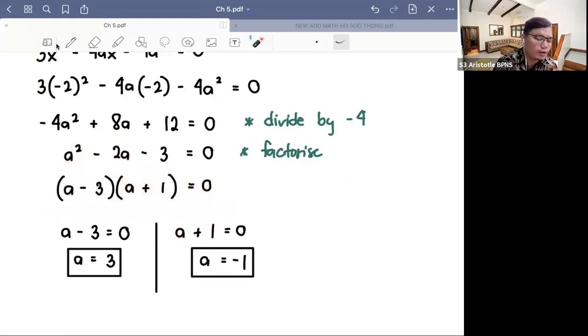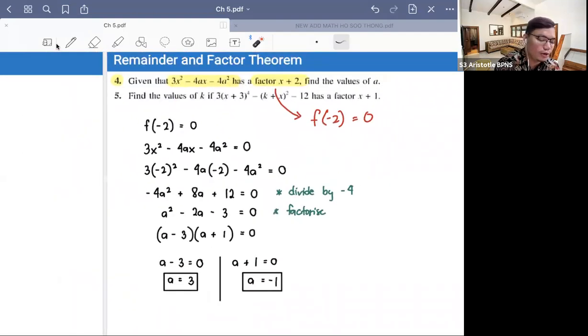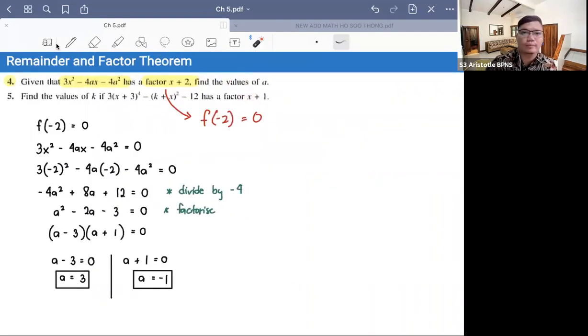All right, so once you're here, basically you just need to equate both factors to 0. So solving for a, a minus 3 equals 0, and a plus 1 equals 0. Therefore, the values of a are 3 and negative 1. All right, do you guys have any questions for number 4?